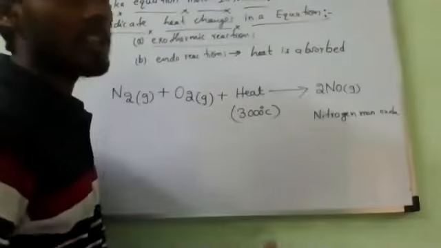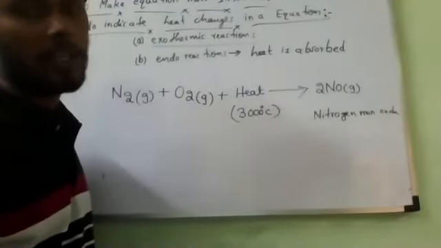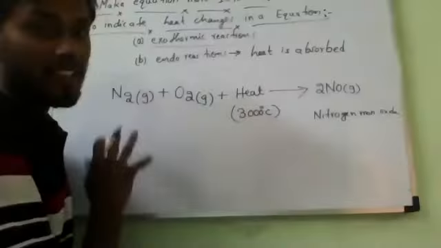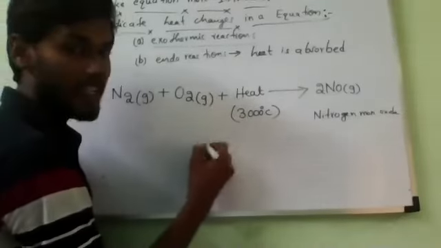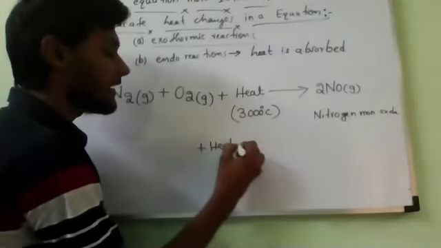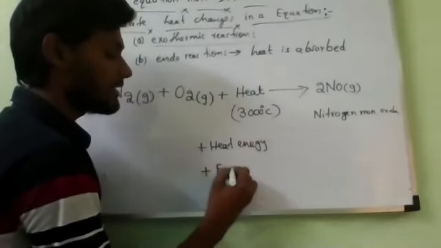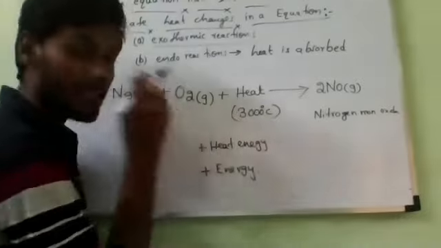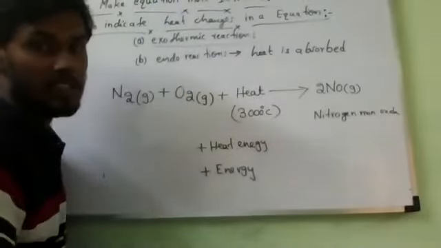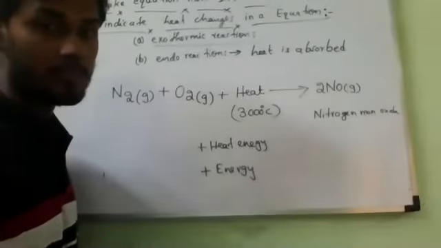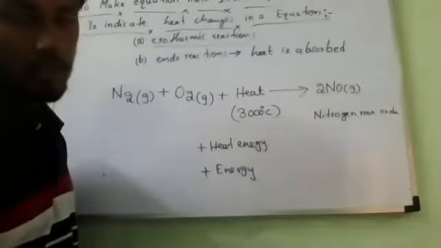Here, observe: if you write the heat energy on the product side, it is an exothermic reaction. If you write heat energy on the reactant side, I can write plus heat, or plus heat energy, or simply plus energy. Anything written on the reactant side makes it an endothermic reaction. Endothermic reaction. So let us go for the next.